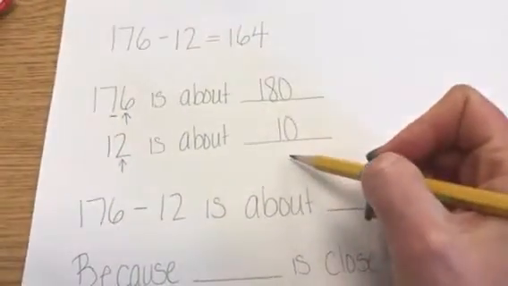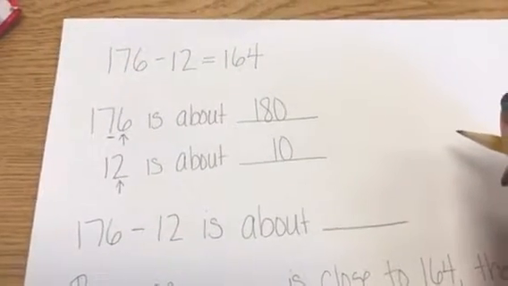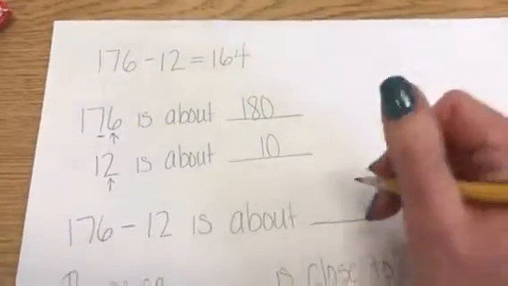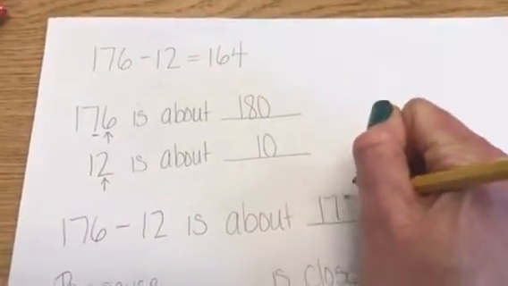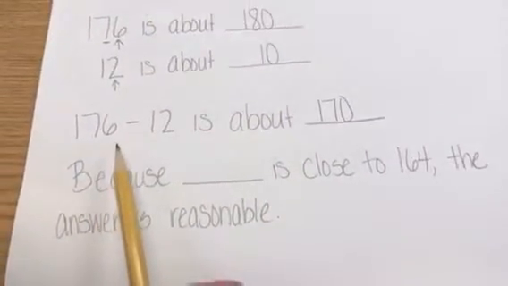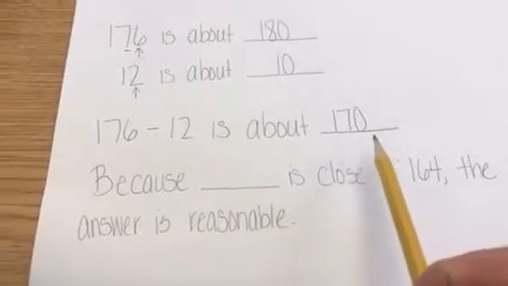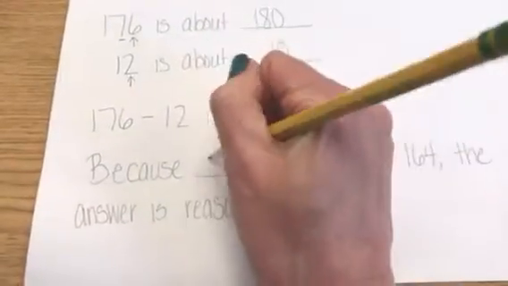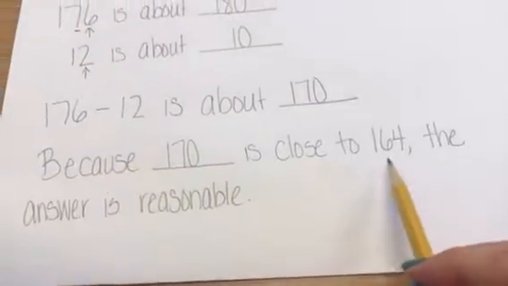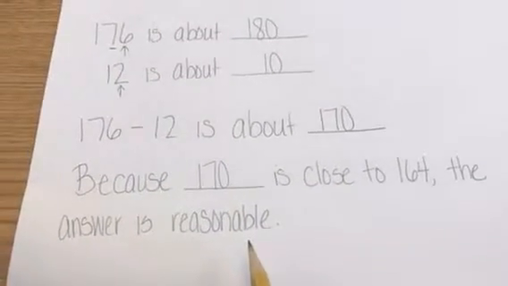Now I'm going to subtract, and again here I can use my mental math to subtract the 10 from 180, which gives me a difference of 170. So I can see that 176 minus 12 is about 170. And because 170 is close to 164, the answer is reasonable.